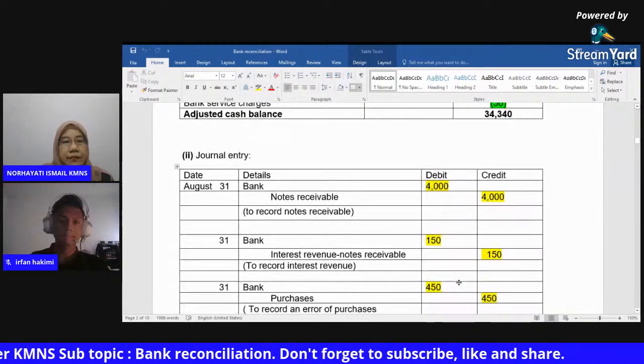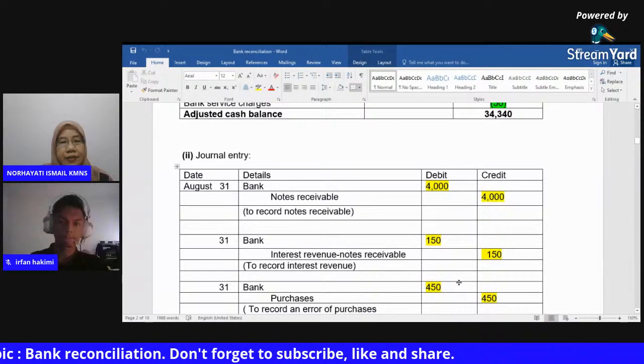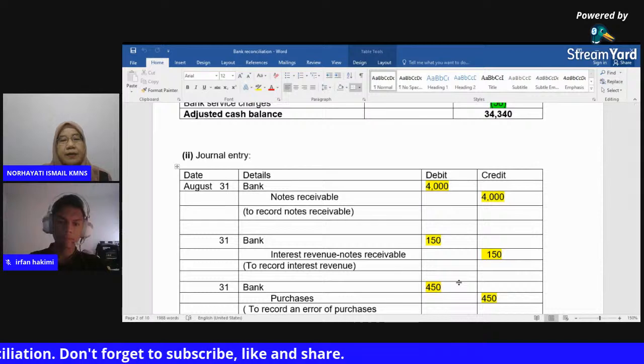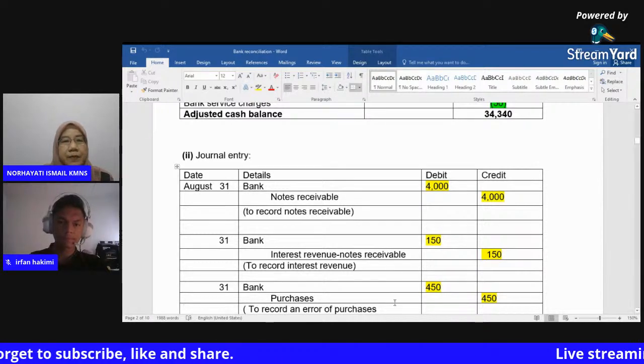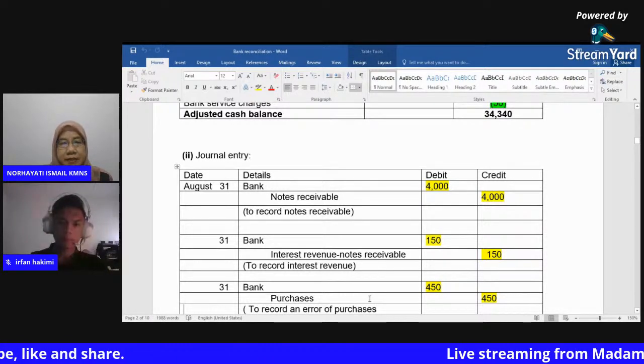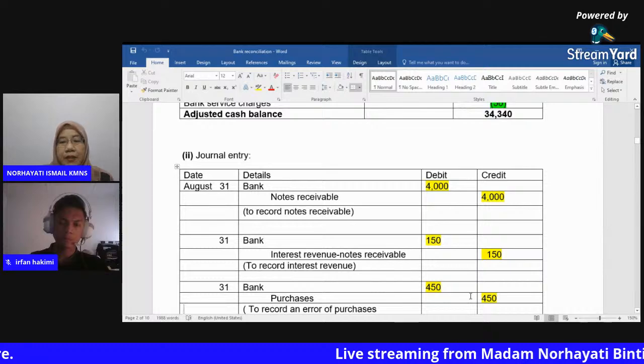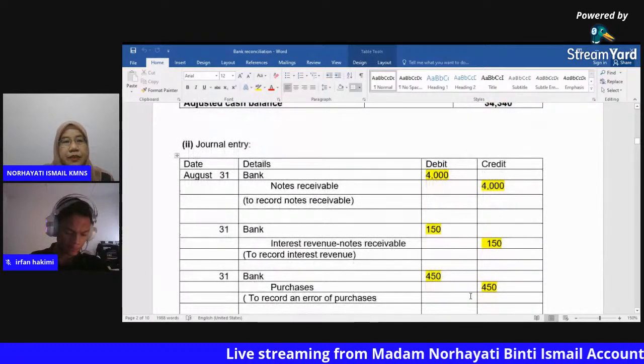Number three, there is an error in the cash book. Just now we have made an adjustment. So debit bank, credit purchase. The amount is 450. Record an error.